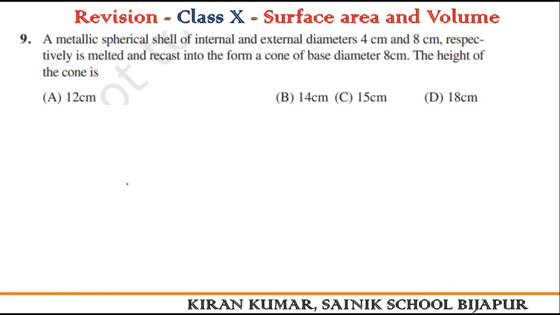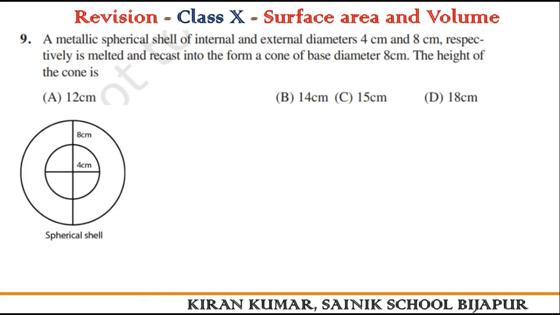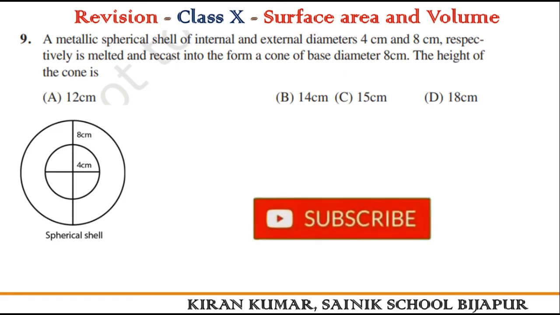Question 9. A metallic spherical shell of internal and external diameters 4 cm and 8 cm respectively is melted and recast in the form of a cone of base diameter 8 cm. The height of the cone is. When I take the cross section of the spherical shell, it would look like this. One diameter is 8 cm and another diameter is 4 centimeter. The internal diameter is 4 centimeter.